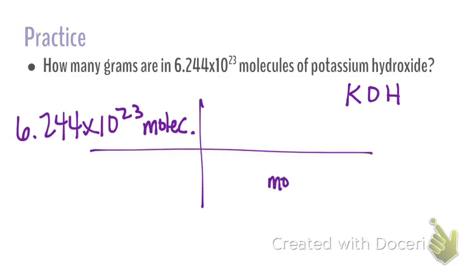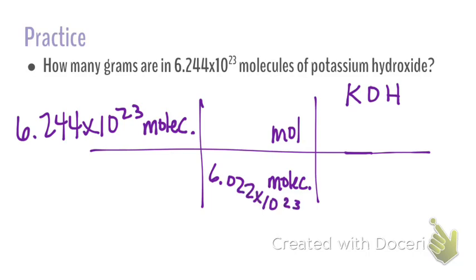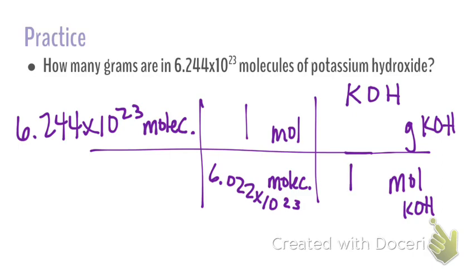Okay, molecules goes on the bottom. Moles goes in the middle, right? We got to go from molecules to moles, then moles to grams. So what goes with molecules always? 6.022 times 10 to the 23rd. Moles always gets the 1. Then we convert from moles of KOH to grams of KOH. Moles still gets the 1. And what goes with grams? Molar mass. Good. So 39 plus 16 plus 1. So 56.